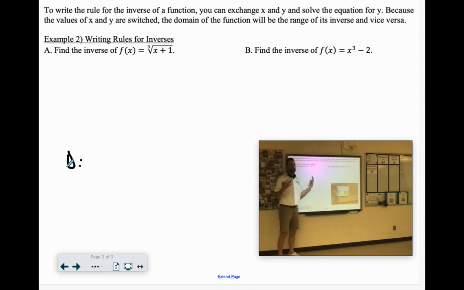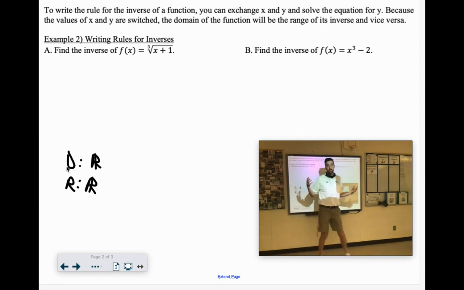Domain, are there any limitations on what you can put in for x? When you're doing cube roots, it's fine to have negative numbers. So there's no limitations on the domain. So we would say all real numbers. The range is all real numbers as well. So when we do the inverse function of that, those would flip-flop, which would give you the same answer, but the range would become the domain of the inverse. The domain would become the range of the inverse.